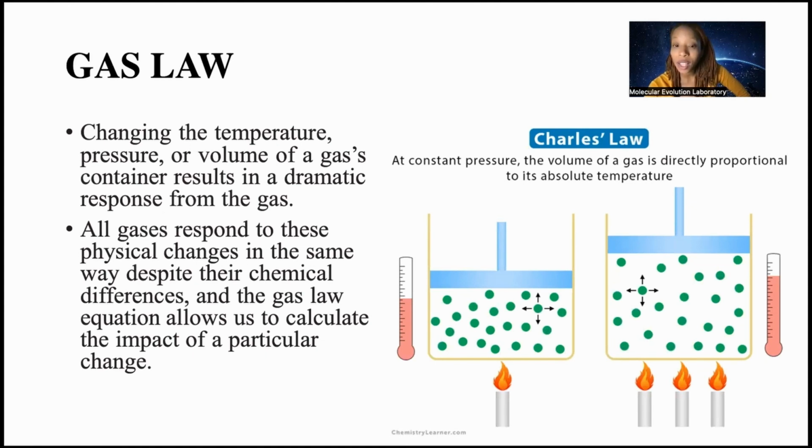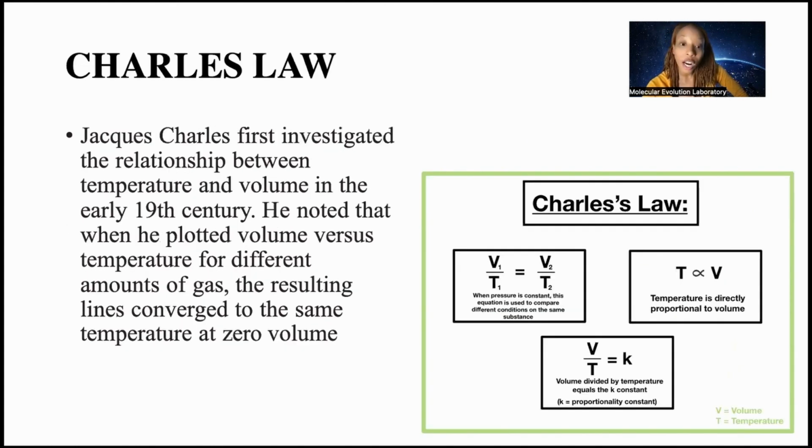So again, Charles' law looks at a constant, which is pressure in that case. The physical states of a gas, as we know, include pressure, volume and temperature. For Charles' law, where pressure is constant, the volume of the gas is directly proportional to the temperature. So if you increase the temperature, you will increase the volume. If you decrease the temperature, you will decrease the volume. And in this case, pressure is constant. Charles first investigated the relationship between temperature and volume in the early 19th century.